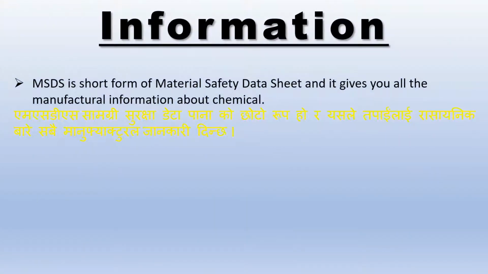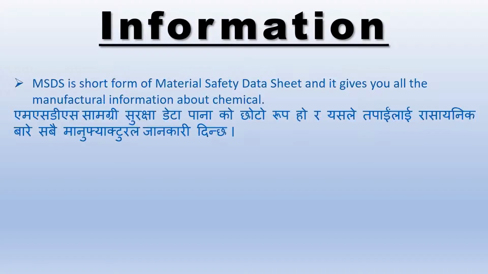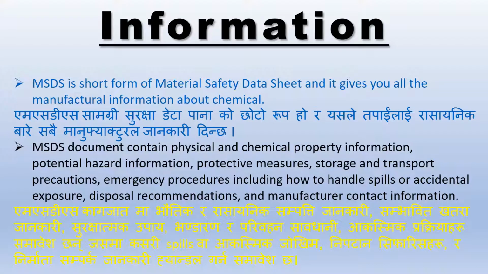First of all, we have to know that MSDS is the short form of Material Safety Data Sheet, and this sheet gives you all the manufacturer information about the chemical. Also, MSDS is a document which contains all the physical and chemical property information, potential hazard information, protective measures, storage and transportation precautions, emergency procedures including how to handle spills or accidental exposure, disposal recommendations, and manufacturer contact information.